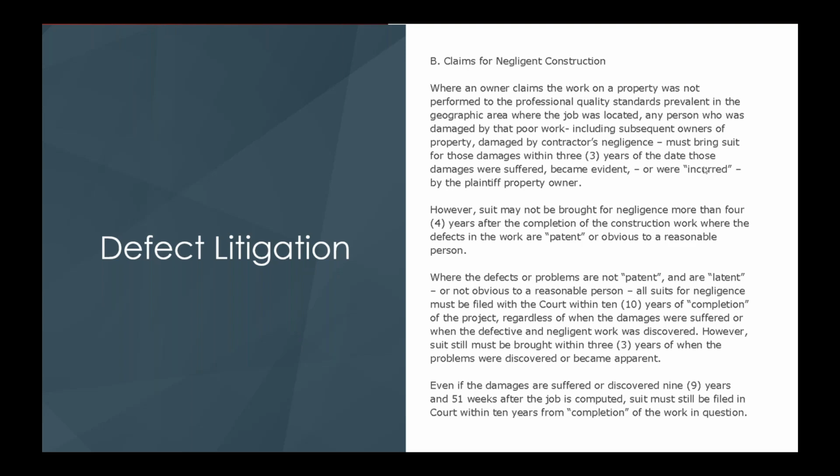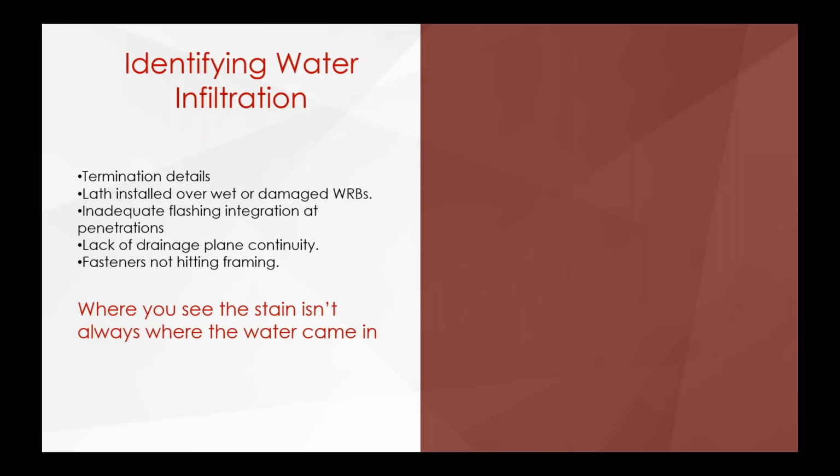There's one other caveat in there. If there is a problem, you got mold on the interior space, they have to file that suit within 3 years of that being apparent. So those are the two things that you're up against. So you're on the hook for a long time, especially if you're in California. So we're going to look at things to avoid that.